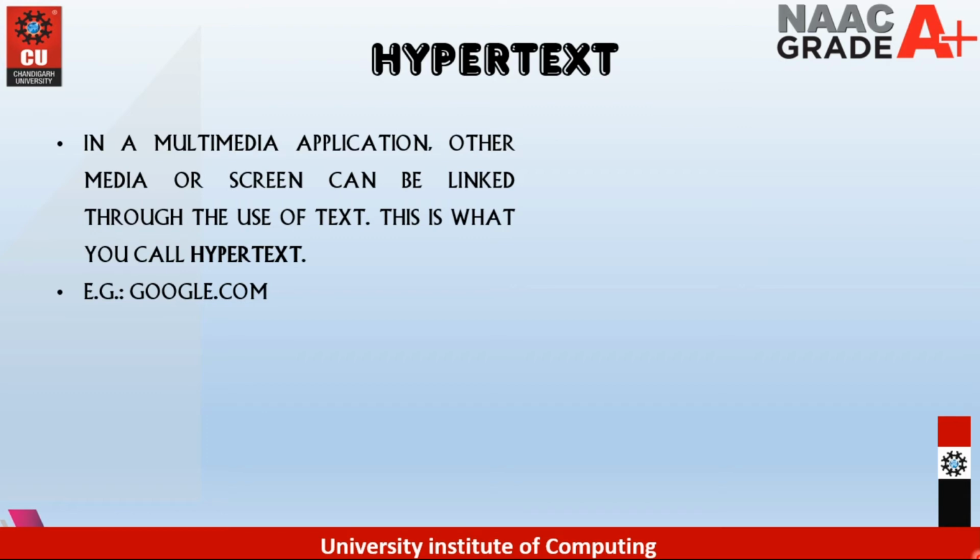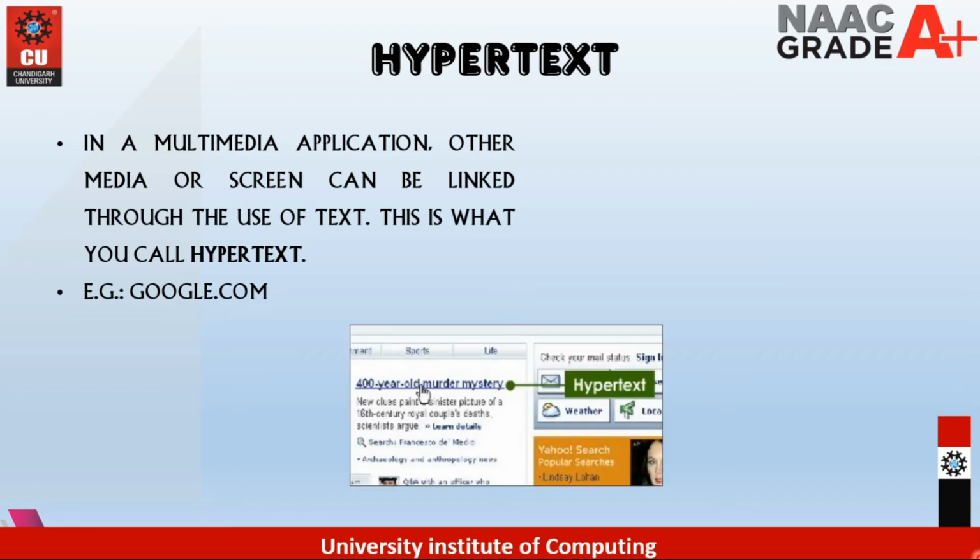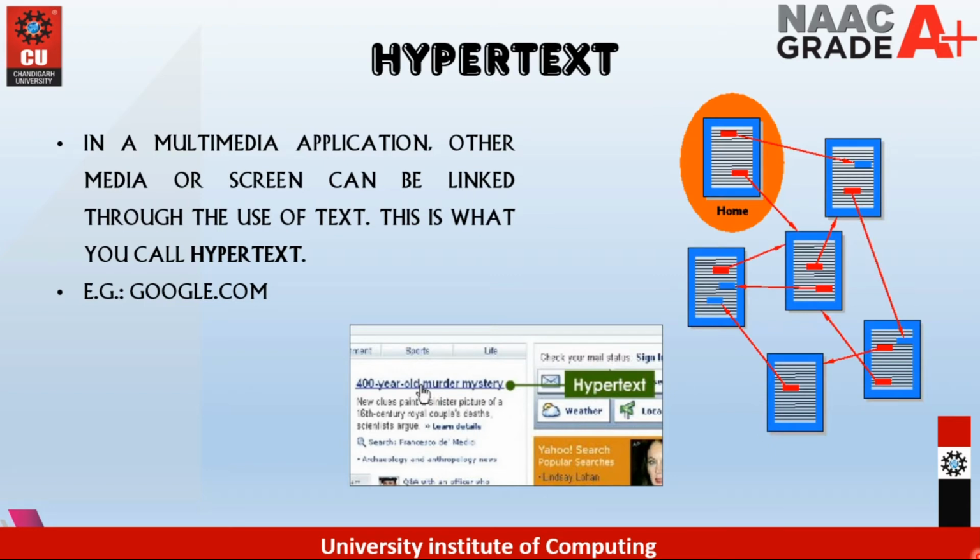You can take an example of google.com. Whenever you are searching for anything on Google, it will show you various hypertext links on a page. They will be shown in blue color, and you can see the same over here in the image. If you click on any of these, it will take you to that particular web page. The other image shows the use of hypertext, which is connecting one page to another.